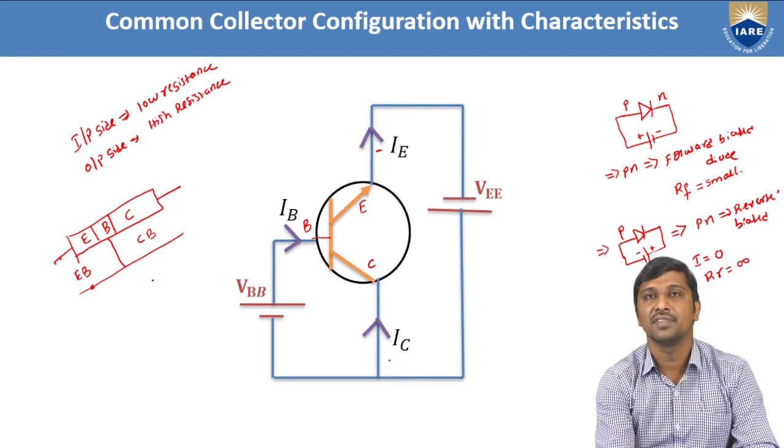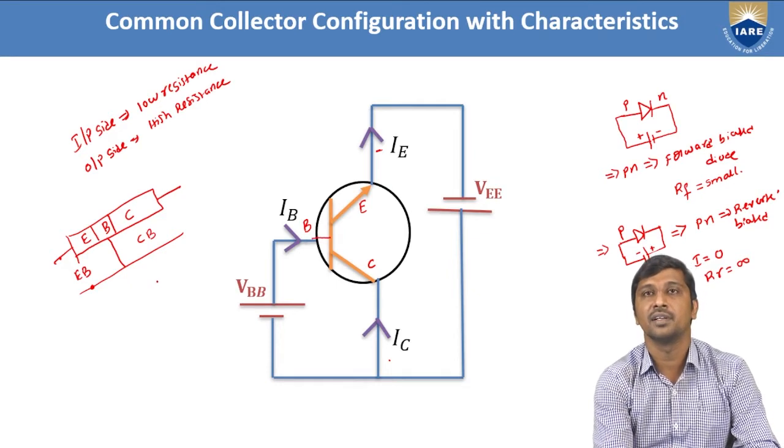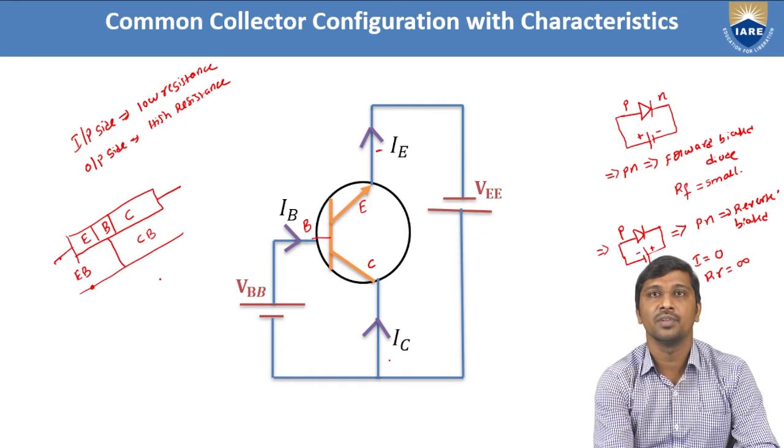Whether it is a common base, common emitter, or common collector configuration, irrespective of the configuration of a bipolar junction transistor, we should follow that the emitter-base junction is forward biased and the collector-base junction is reverse biased, to satisfy the active region mode of operation, and to transfer the signal from the low resistance input circuit to the high resistance output circuit.